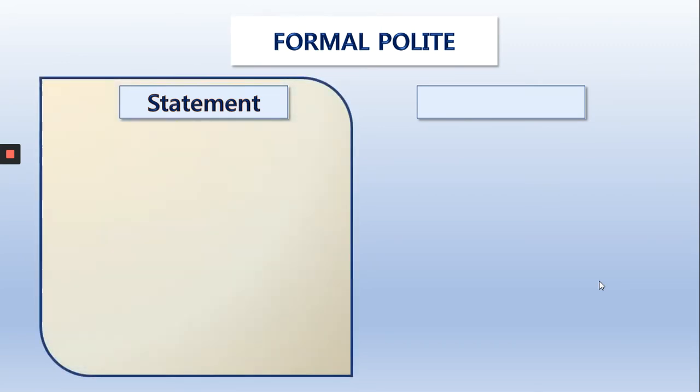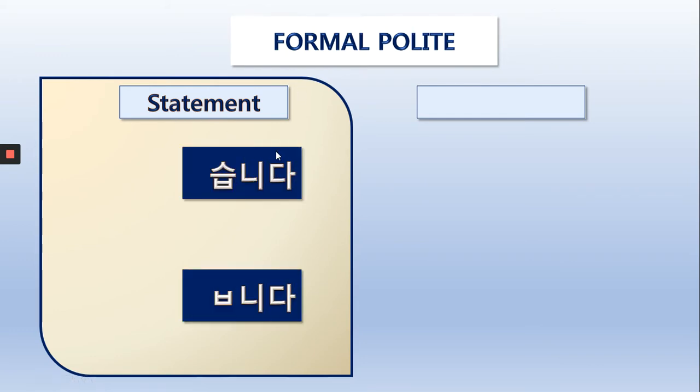Okay, formal polite. For statement, we have two forms. Now you need to memorize them. Formal polite is a formal way, so when we address a speech, forecast the weather, or report the news, like an announcer, we use these formal final endings. So formal polite statement has two forms: 씁니다, 붑니다.